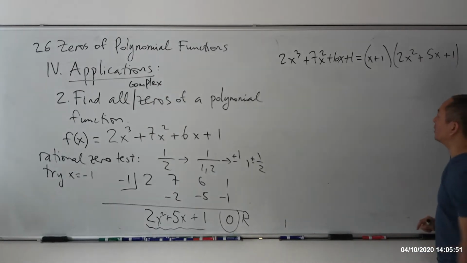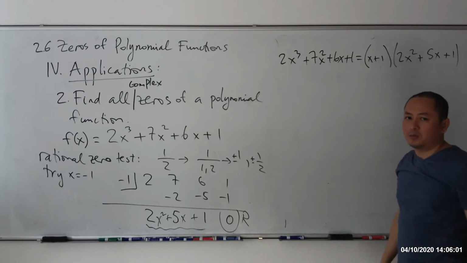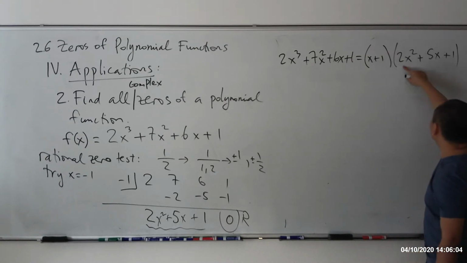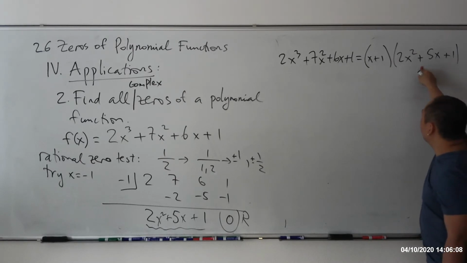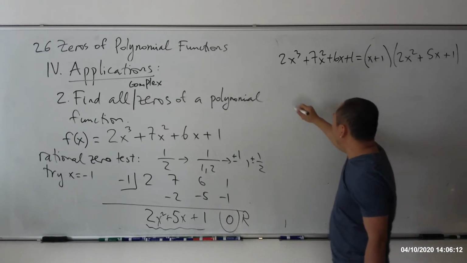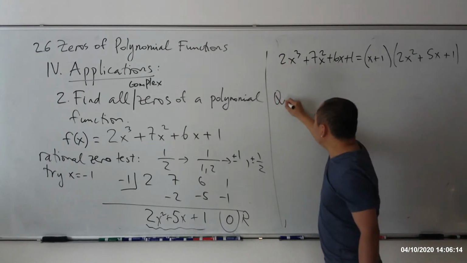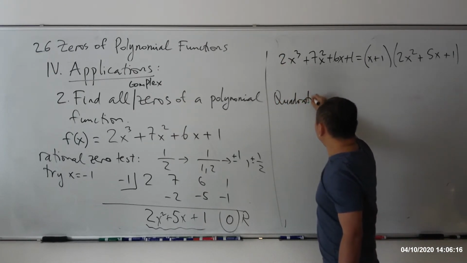So you got 1 zero tackled down. You got 2 more to find. And I claim that the 2 other zeros will come from that quadratic right here. Now you don't need the rational zero test anymore because we mastered quadratics already. We can find the other 2 zeros right here by the quadratic formula. And this is a good chance to recall the quadratic formula.